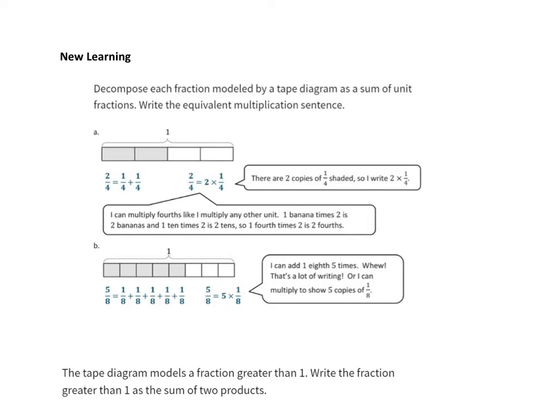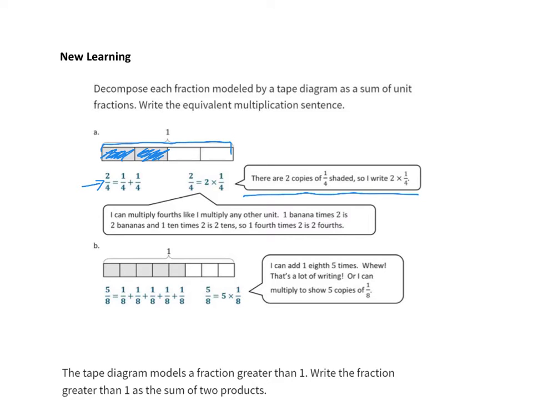So I see here they have one whole on this tape diagram. This whole thing is one whole, and they've shaded in 2 pieces out of 4 total units. So I know that my fraction being represented here is 2/4, and I can decompose that into 1/4 plus 1/4. And I can see that they also wrote, well, 2/4 is the same as 2 copies of 1/4. And right here they said there are 2 copies of 1/4 shaded. So I write 2 times 1/4. Remember, 2 copies of 1/4. Here's 1 copy of 1/4 and here's another copy.